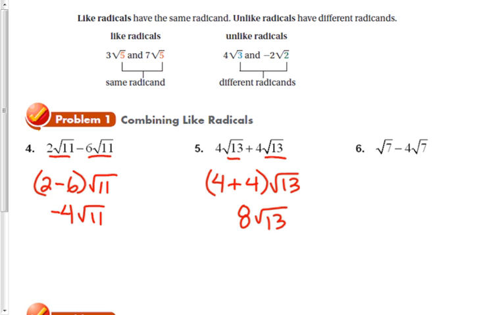This last one, we really have 1 times the square root of 7 minus 4 times the square root of 7. So the common factor is the square root of 7. So let's factor out the square root of 7. And we end up with 1 minus 4 times the square root of 7, which is negative 3 times the square root of 7. All right, you try that.